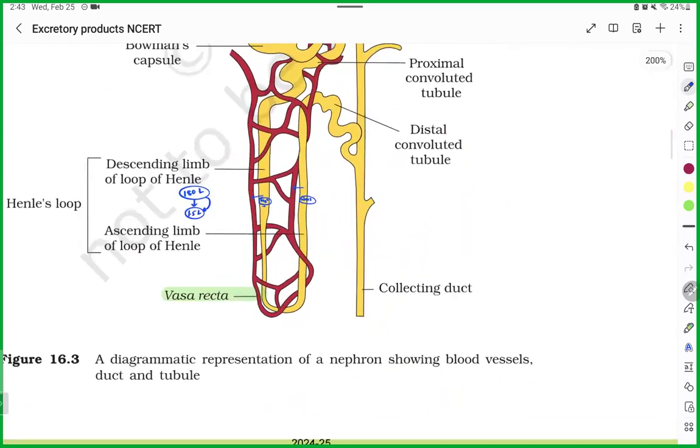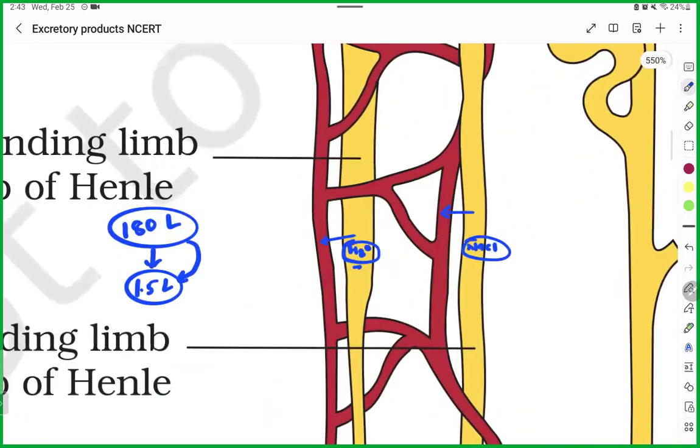Now, what I mentioned: this is the descending limb of the loop of Henle. This is the ascending limb. I said this descending limb is permeable to water and impermeable to salt, and the ascending limb is exactly the opposite. This descending limb is also opposite to the vasa recta.